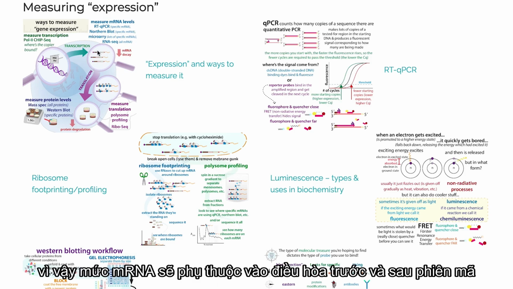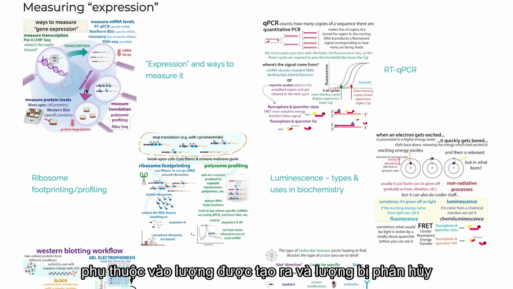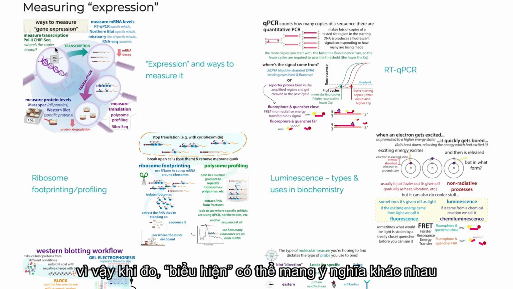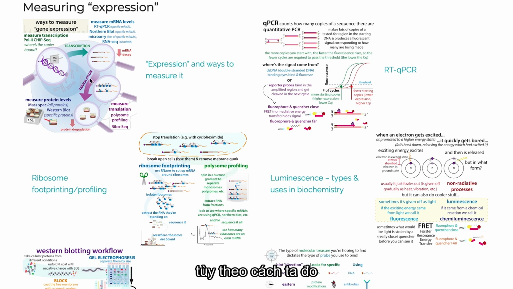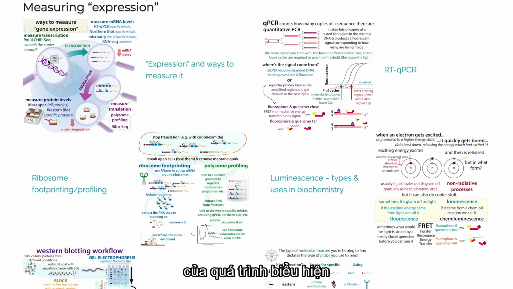So your messenger RNA levels are going to depend on transcription as well as post-transcriptional regulation. And how much protein you have is going to depend on how much gets made, as well as how much gets degraded. So we can mean different things when we say expression, and we can use different techniques to measure the expression at these different levels.